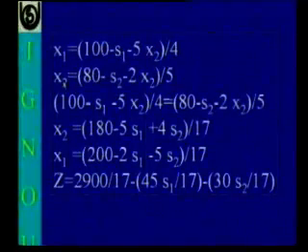Similarly, we get the value of x1 from the other equation, so if we equate both, we will get the value of x2, and then x1. If we put these values into the objective function, we get 2900 upon 17 minus 45 s1 divided by 17 minus 30 s2 divided by 17.